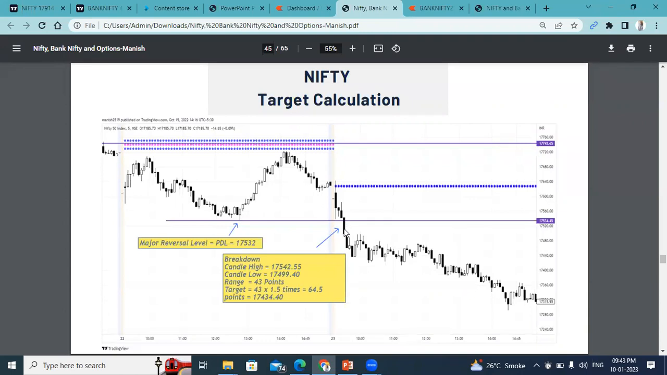So this candle low is 17,499, you can see. So I will go short below 17,499, and my stop loss will be, let's say, this same candle high, okay, which is 17,542. So how many points risk am I taking? I'm taking 43 points risk. So what should be my target? My target will be 43 into 1.5, 64 points, if I'm going for 1:1.5. So 17,499 minus 64, 17,434 will be the target.